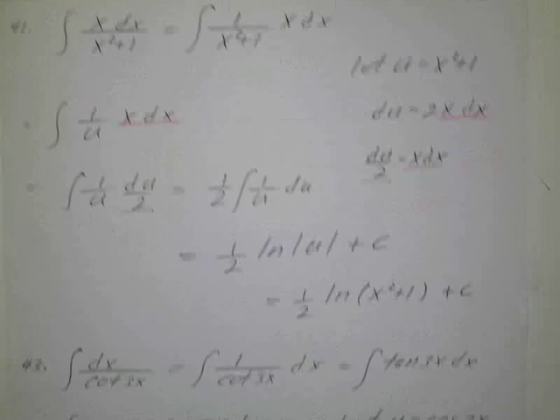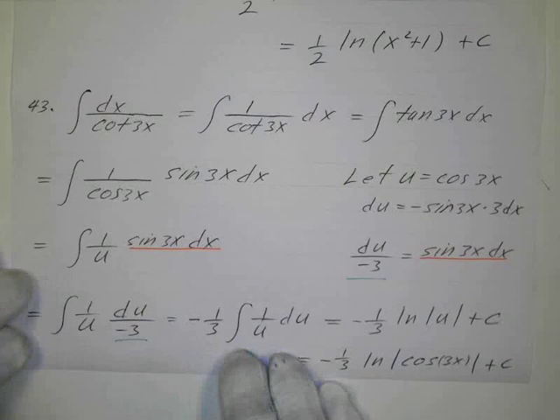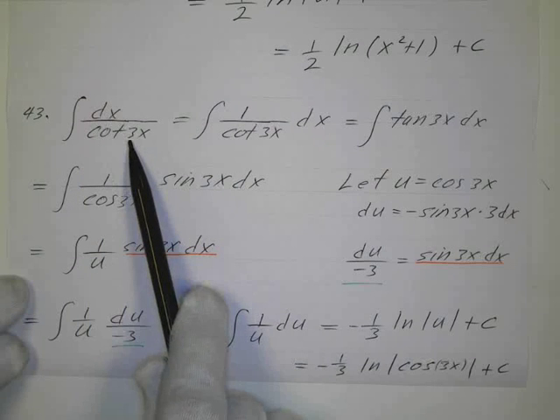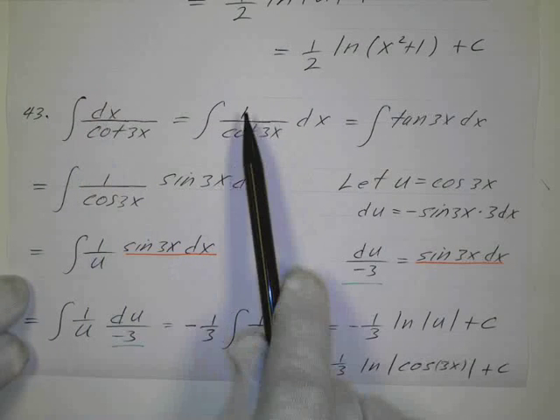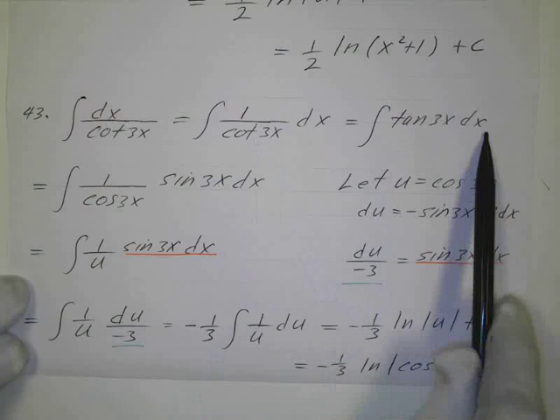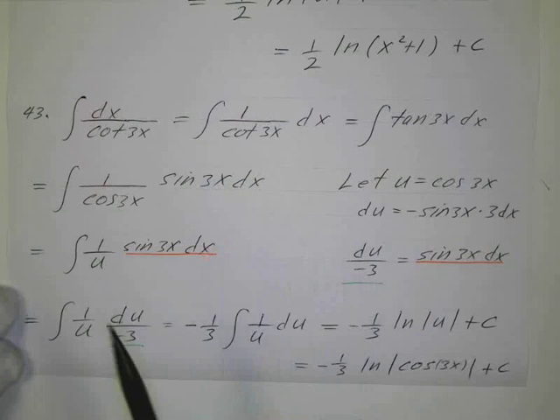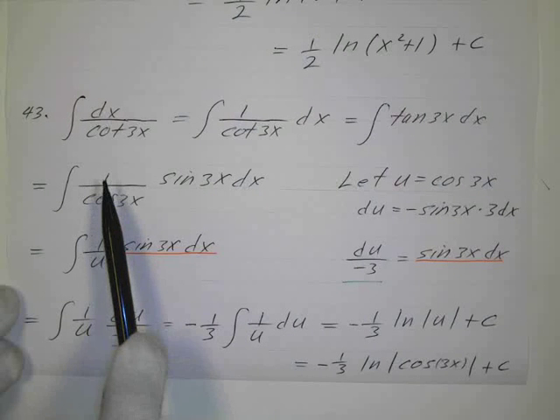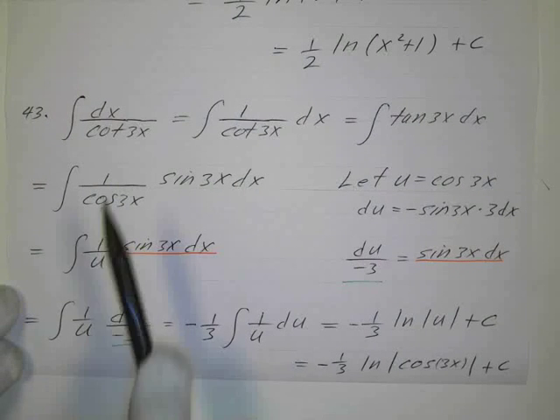Okay, and then 43. Hope that's all clear. Okay, 43. I've got dx over the cotangent of 3x, so I just separated this out as 1 over the cotangent of 3x dx, and 1 over the cotangent is the tangent. And then we have our same technique for the tangent. We break it up into the sine over the cosine, and think of it as 1 over u du again.